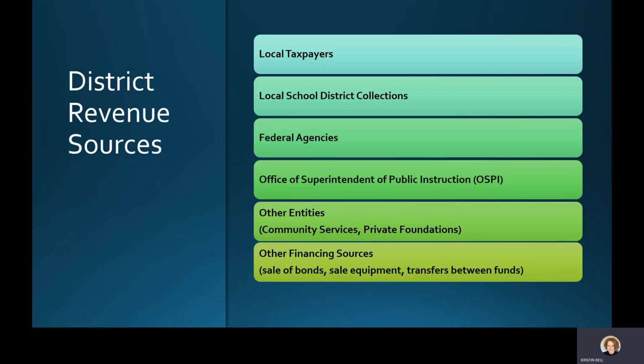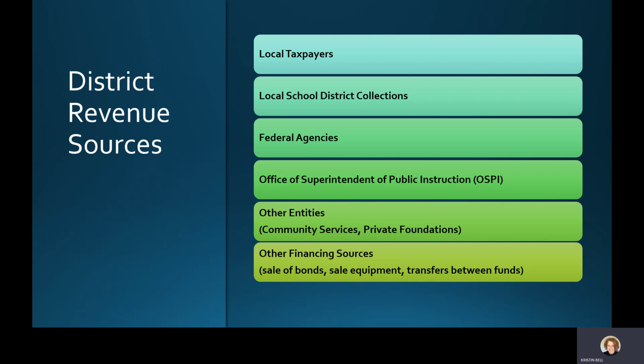Okay, moving right along. When we talk about revenue sources for all those different funds, there are 6 main categories, if you will, of how those funds come into our system. First, we start with the local taxpayers. We have local school district collections. There's federal agency revenues, the Office of Superintendent of Public Instruction, OSPI, or the state, you'll hear us refer to a lot. Other entities, maybe private foundations or community services, may either grant us money or donate money. And then at the bottom there, other financing sources would be if we sell equipment, or those bond sales, for example, would be a way for revenues to come into the district. They would go into the capital projects fund.